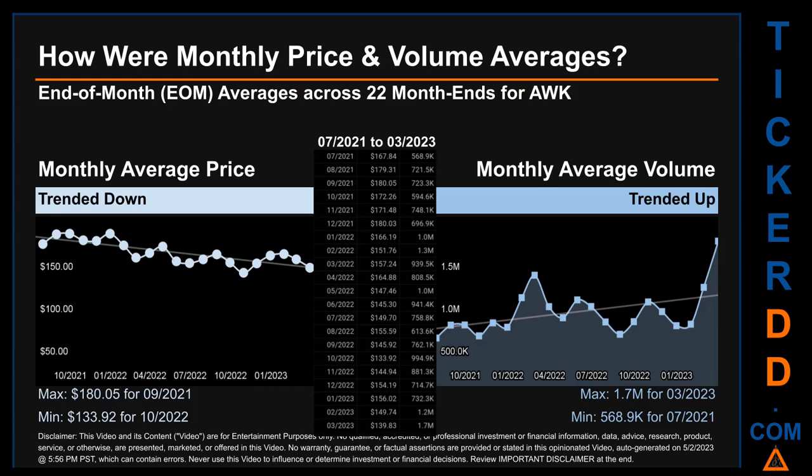The maximum end of month average price was $180.05 for 09/2021, while the minimum was $133.92 for 10/2020. Looking at volume, 03/2023 and 07/2021 respectively saw the highest and lowest monthly average volume at 1.7 million and 568.9 thousand.